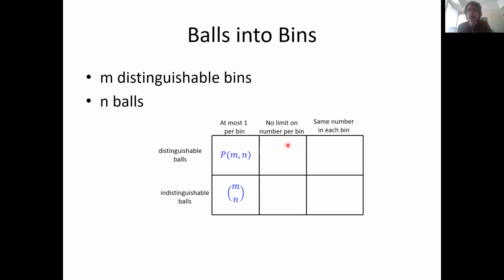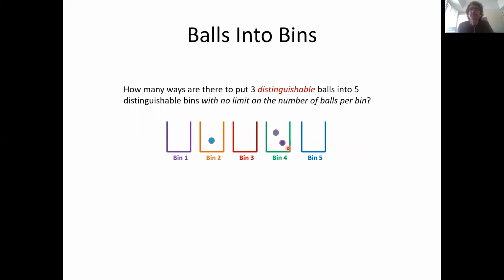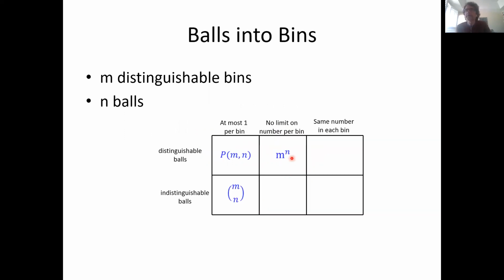Now let's say that the balls are different, and there's no limits. Oh, I should make them different colors still, sorry. So each ball is independent, right? The first ball has 5 choices, the second 5 choices, the third 5 choices. It's the number of strings from the bin alphabet of size m, the string that represents my choices of length n.